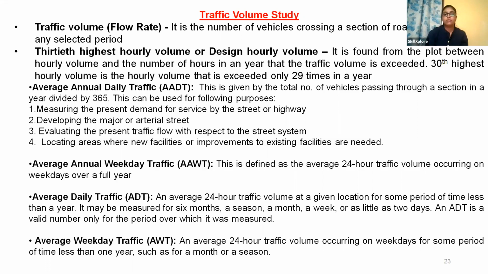The traffic volume we have already mentioned, and the next important category is the 30th highest hourly volume or design hourly volume. It is found from the plot between hourly volume and the number of hours in a year that the traffic volume is exceeded. The 30th highest hourly volume is the hourly volume that is exceeded only 29 times a year. That is generally taken for design purposes. Then average annual daily traffic. The average traffic for the 365 days is normally taken as average annual daily traffic.